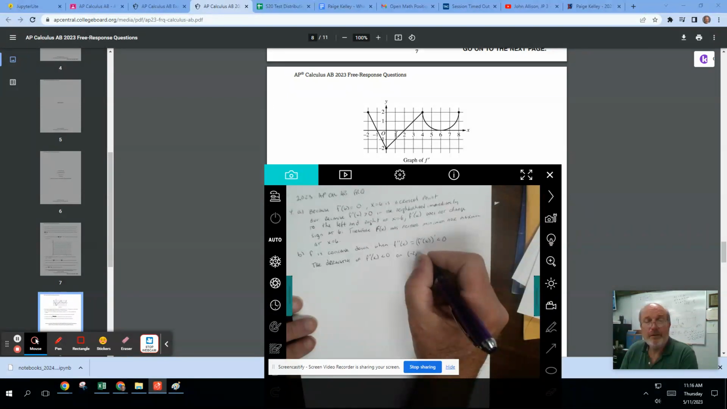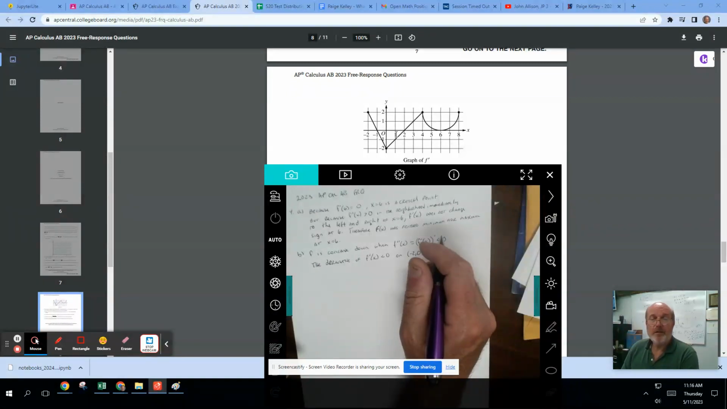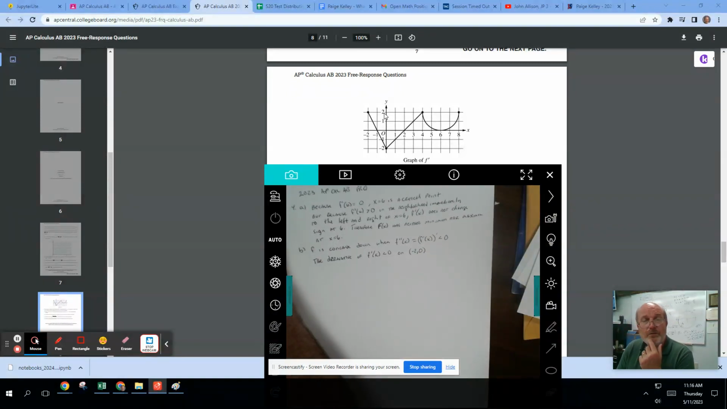The derivative of f prime is less than 0 on -2 to 0, because the slope of the tangent line is negative. The rate of change of a linear function is a slope. The slope is negative, so the slope of the tangent line to f prime is negative on -2 to 0.